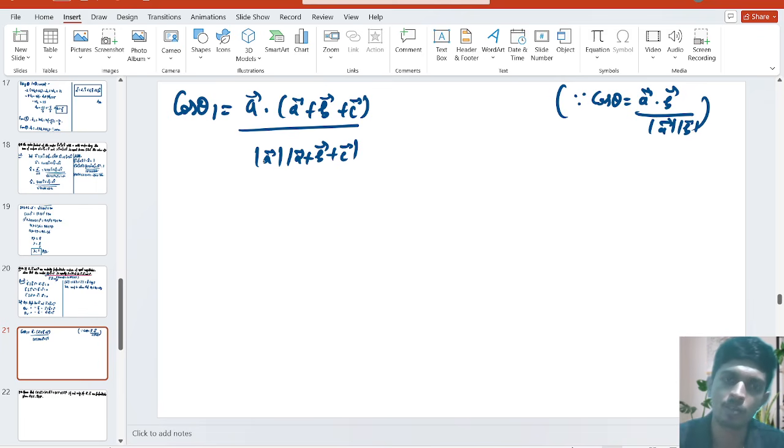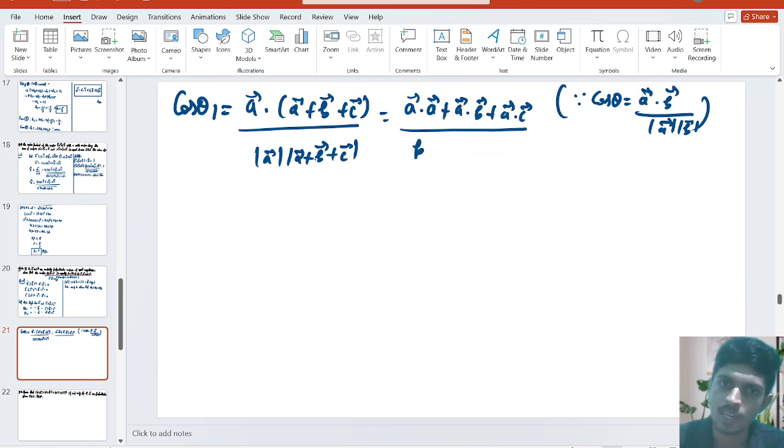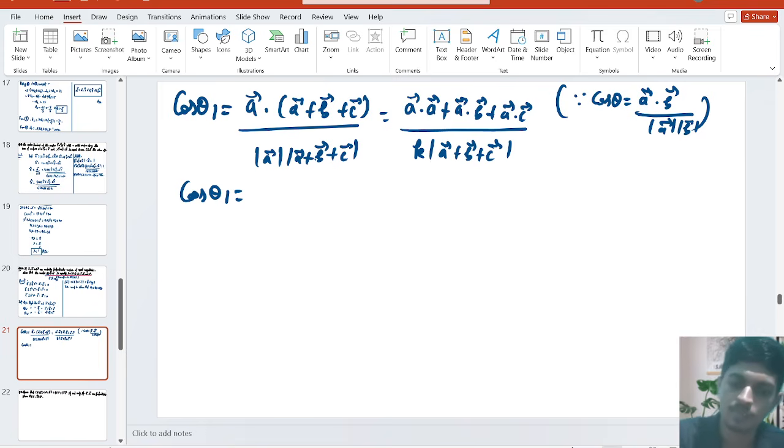So taking the modulus of this and multiplying, you get vector A dot vector A plus vector A dot vector B plus vector A dot vector C upon modulus of vector A, which becomes k, and this is the modulus of vector A plus vector B plus vector C. I hope it is clear to you. So cos theta 1, you get what? And write it.